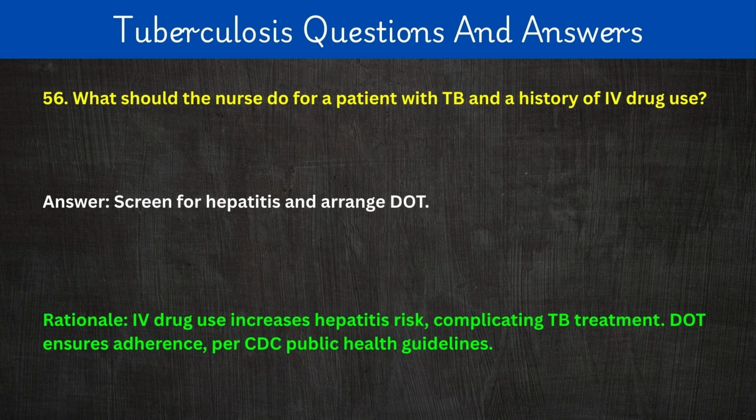56. What should the nurse do for a patient with TB and a history of drug use? Answer: screen for hepatitis and arrange DOT. Rationale: drug use increases hepatitis risk, complicating TB treatment. DOT ensures adherence, per CDC public health guidelines.